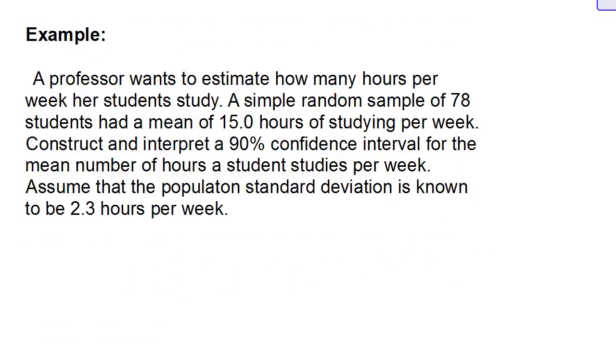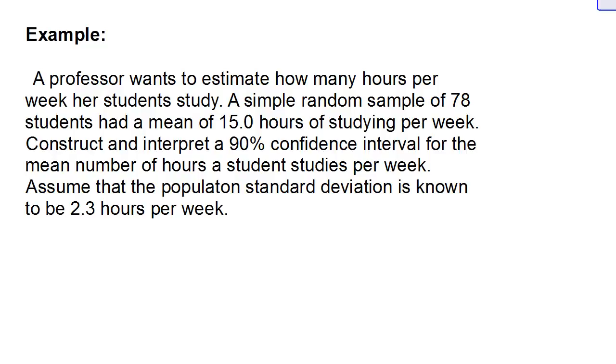So a professor wants to estimate how many hours per week her students study. A simple random sample of 78 students had a mean of 15 hours of studying per week. Construct and interpret a 90% confidence interval for the mean number of hours a student studies per week. Assume that the population standard deviation is known to be 2.3 hours per week.